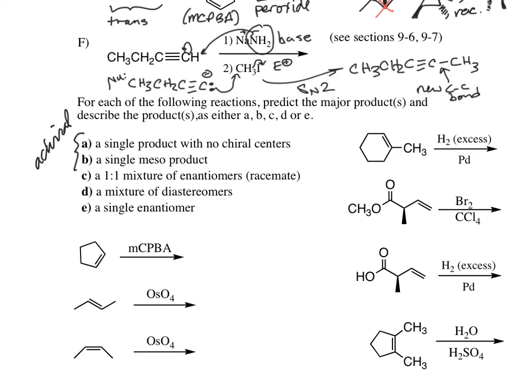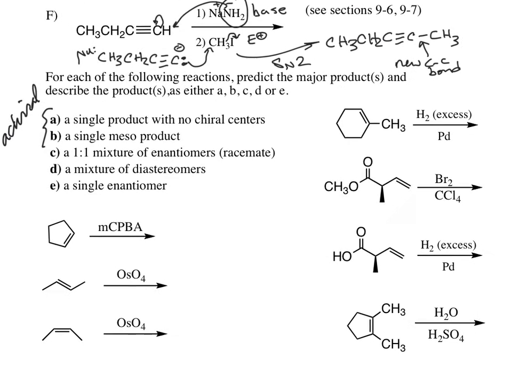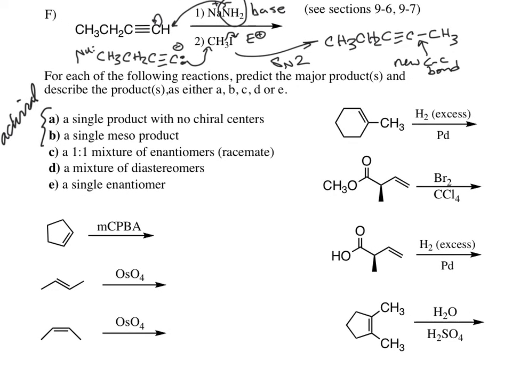Okay, C is a chiral product that's formed along with its enantiomer, so it's a racemic mixture. D is if we have a mixture of diastereomers, and E is if there's just a single enantiomer. So let's look at each of these examples and see how we would describe the product. So MCPBA, we said that's a way to epoxidize the pi bond. Both bonds form simultaneously, so we're going to get them adding to the same face. So we could have it as a wedge here.